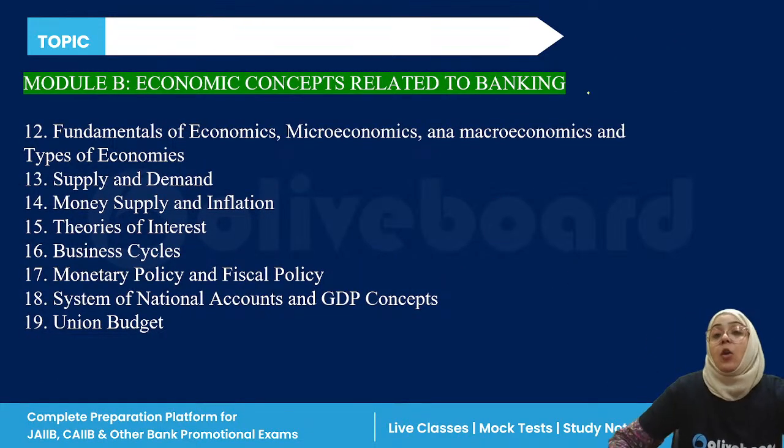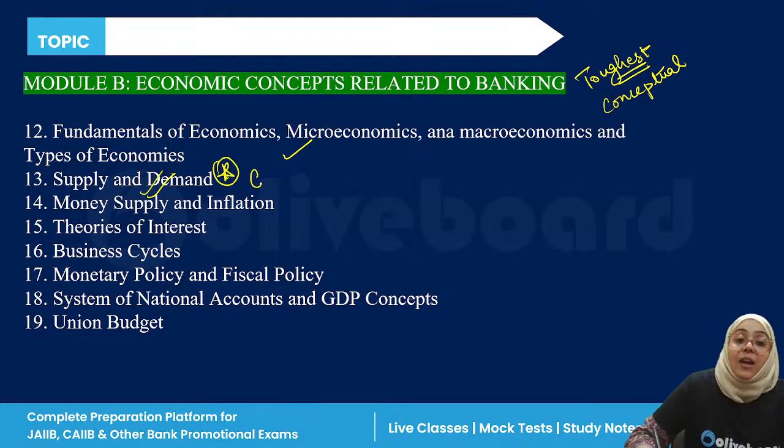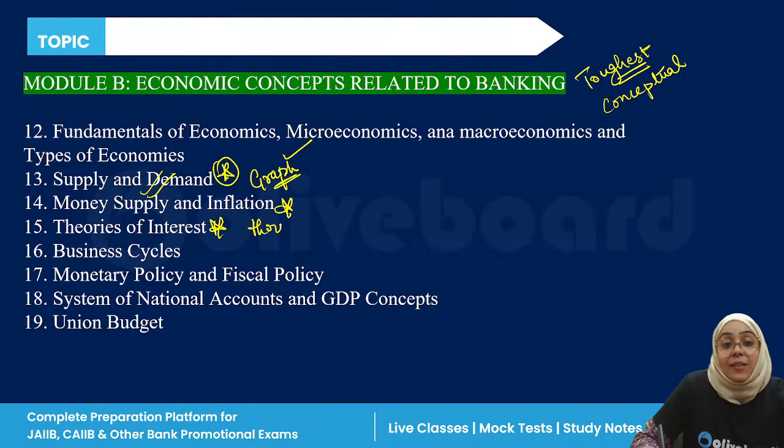Now let's talk about module B. It is actually the toughest module of the complete economy paper, yes, you have heard it right. The complete module B is very, very conceptual. You have to focus very much on the concepts: microeconomics, macroeconomics, the types of economies, supply and demand, a very important chapter because graphs are important from the exam point of view. Then we have money supply and inflation, a very important topic, and theories of interest, the toughest chapter of the complete syllabus.